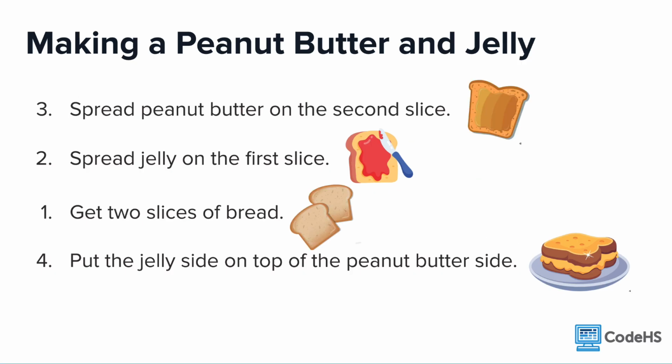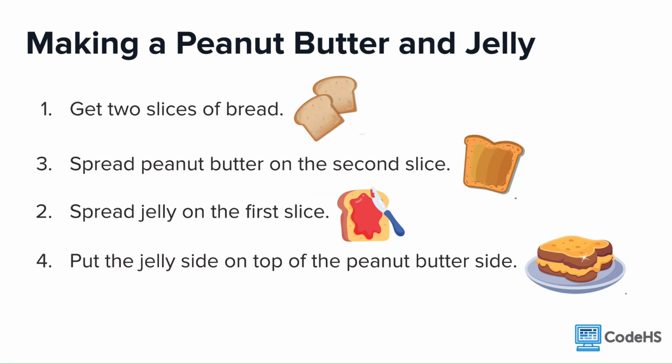For example, if you flip the first and third steps so that the first thing you do is spread peanut butter on the second side, the algorithm wouldn't make sense. You can't put peanut butter on bread that you don't have yet. However, if you flip steps 2 and 3, the algorithm would still work as intended. You'd still end up with a delicious sandwich. This is because it doesn't matter if you start with the peanut butter or the jelly.